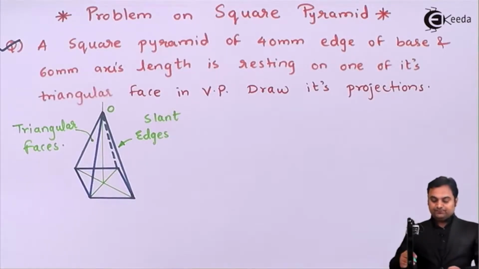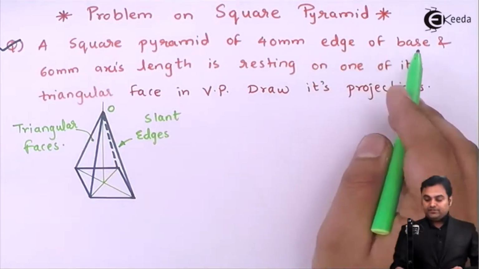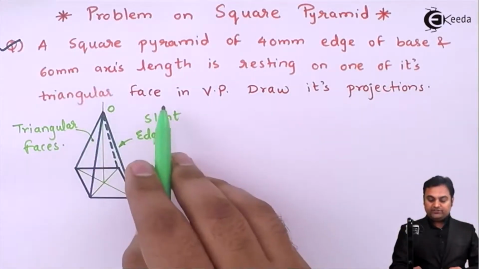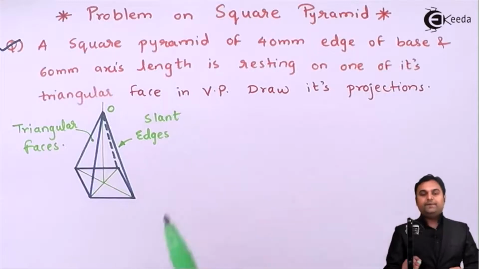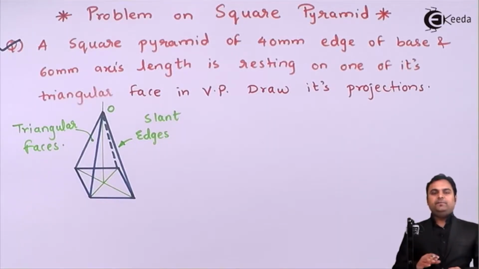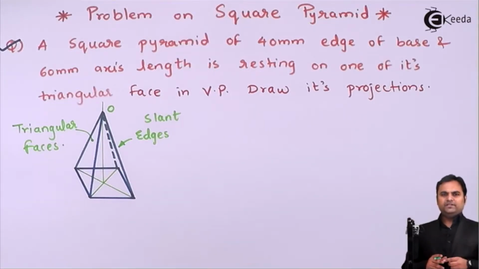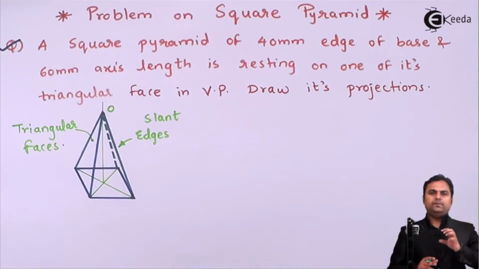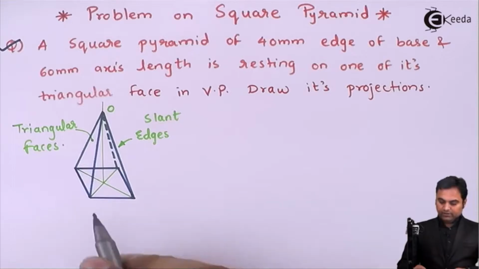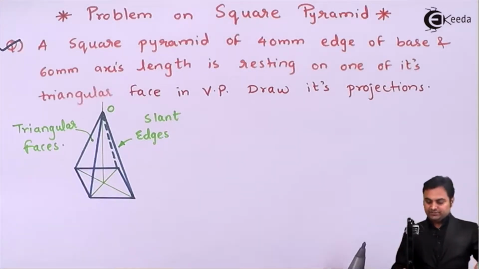Now the condition is square pyramid of 40 mm edge of base and 60 mm axis length is resting on one of its triangular face in VP. First of all, it is clear that it will be in VP. It means the square base of the pyramid will be in VP, so it will be visible in the front view. Now to draw the square, there are two conditions.